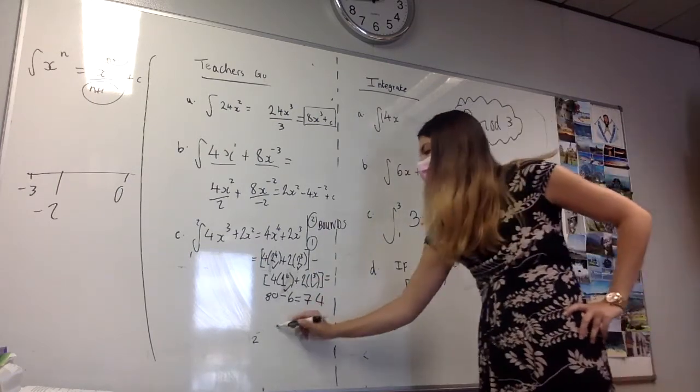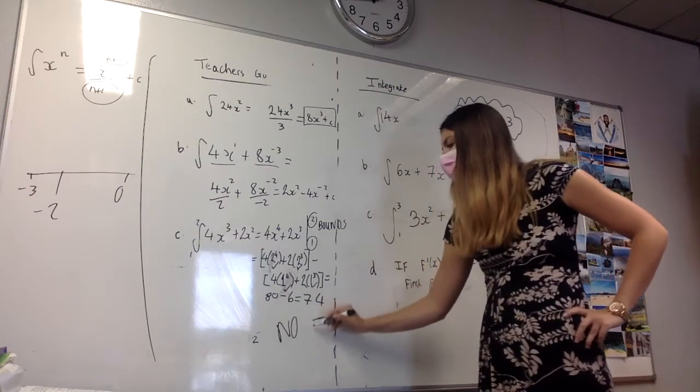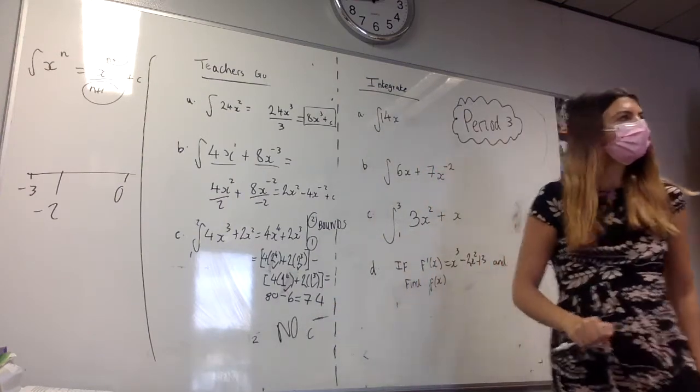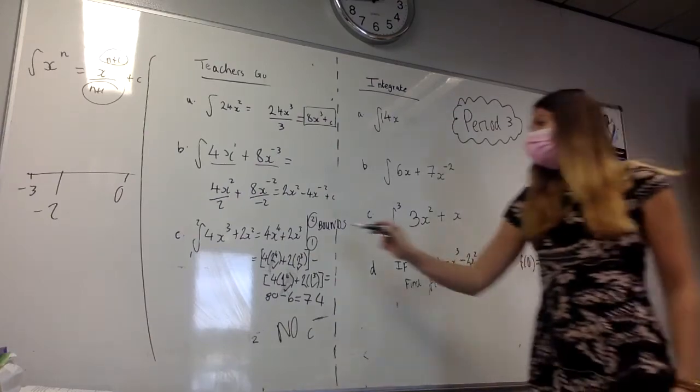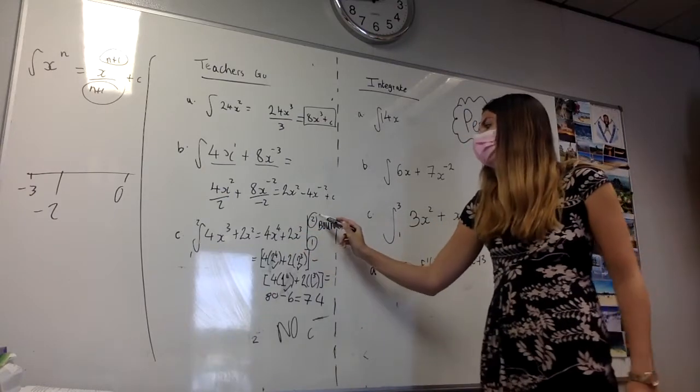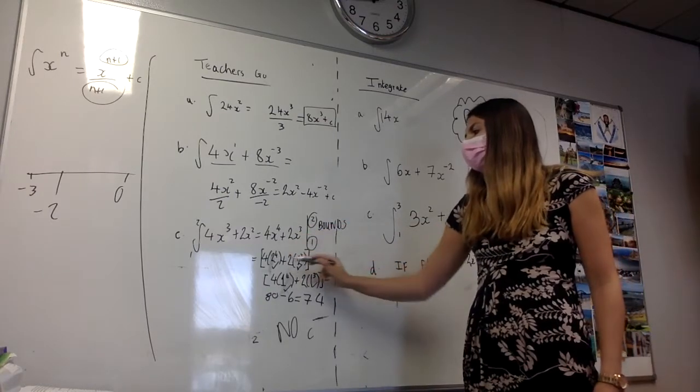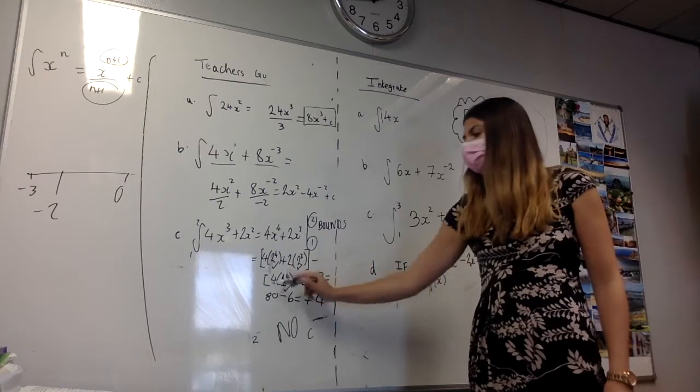Miss, do you do it for the things of bounds? Do you do it 1 by 1? Yes. Integrate, so first of all you substitute in 2 into the whole thing. Then you minus the substitution of 1.